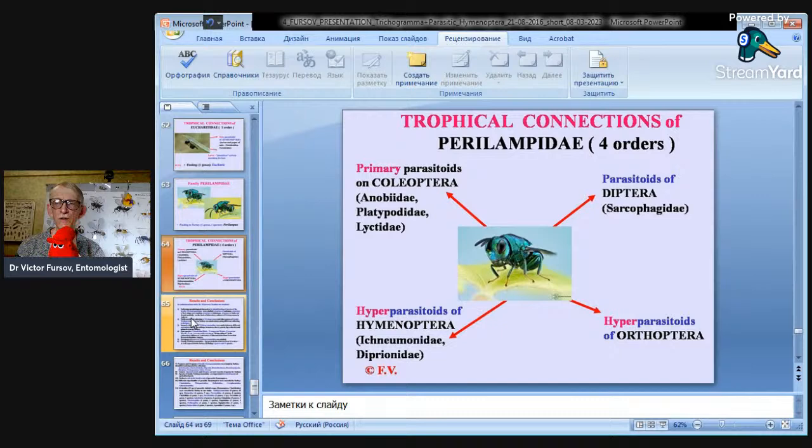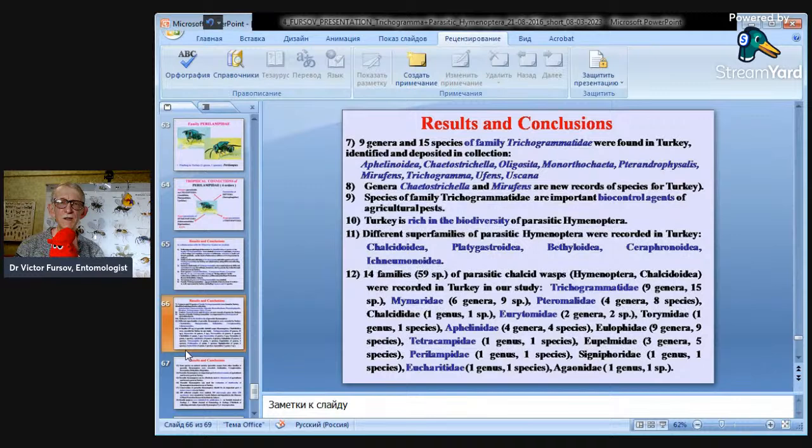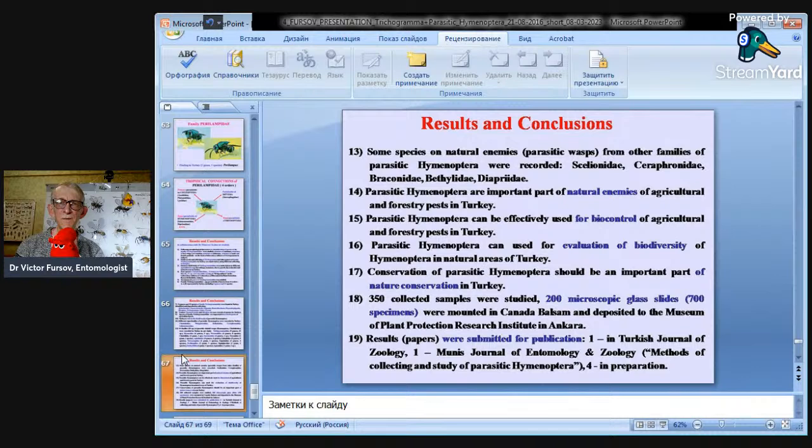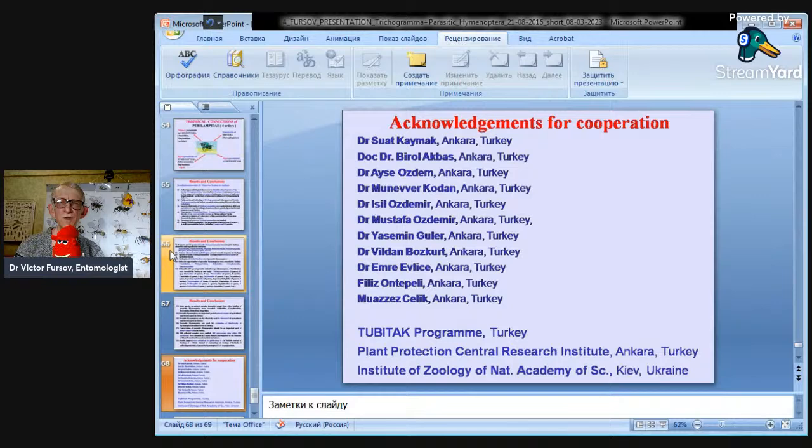So here are some results about the study of the family Trichogrammatidae collected in different environments. Here, material was collected on 14 families and 59 species of parasitic chalcid wasps of different families. I also studied the biodiversity of parasitic wasps in the natural environment of the Turkish Republic. Here are some acknowledgments to my colleagues and chiefs in Ankara, and I was supported by a grant from the TÜBİTAK program.